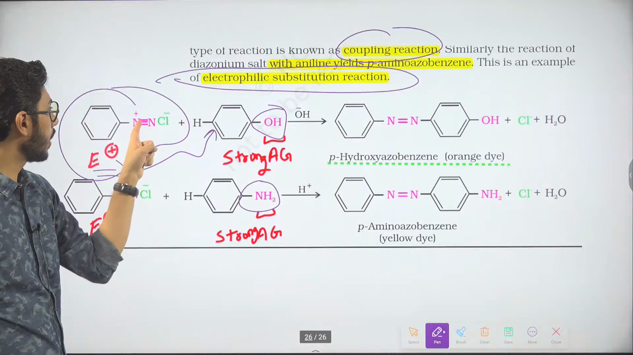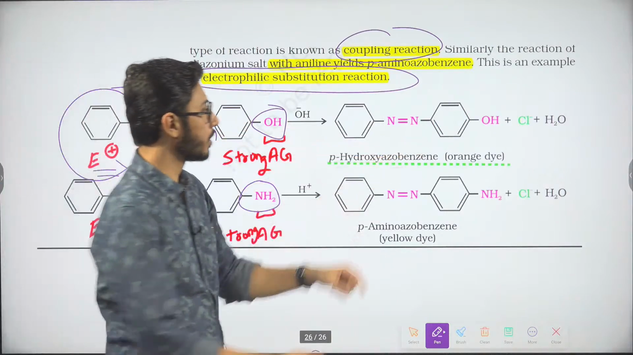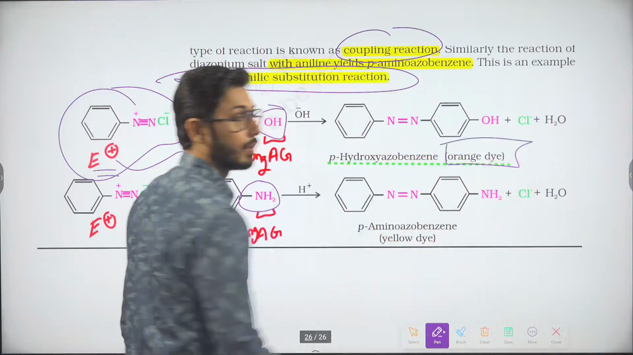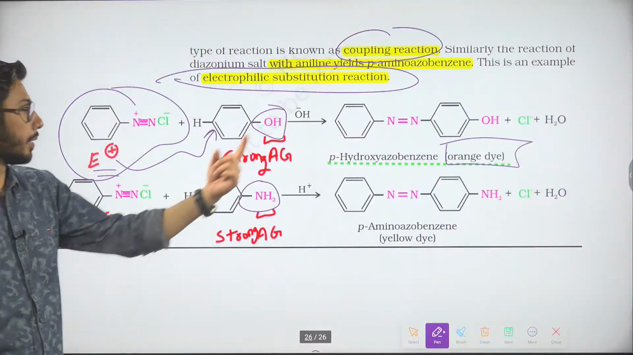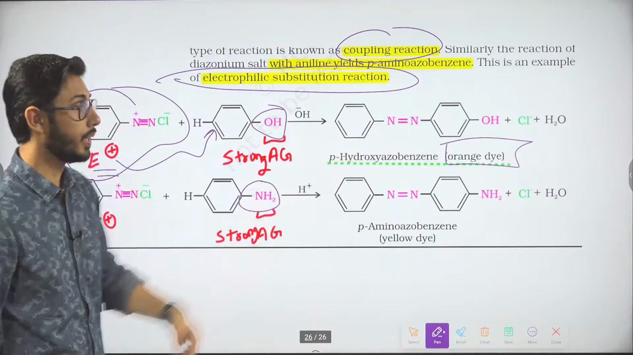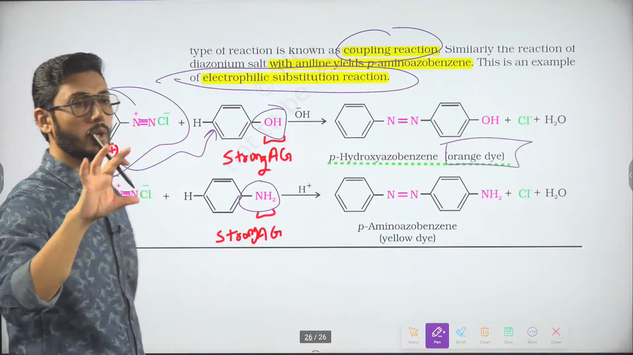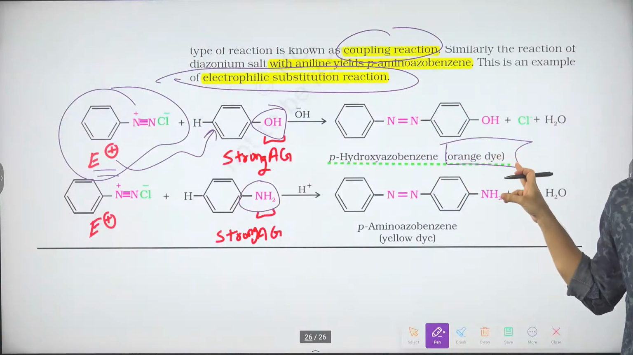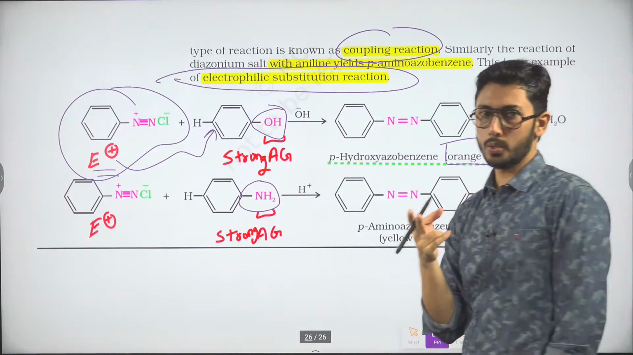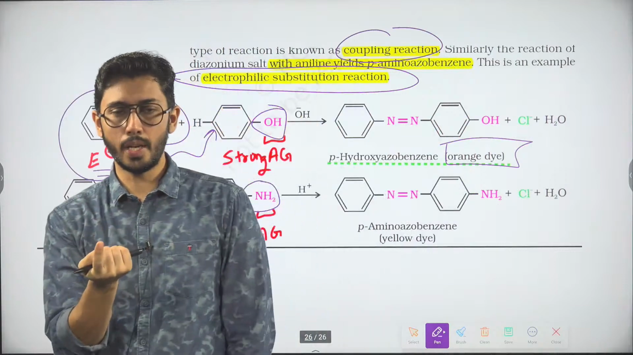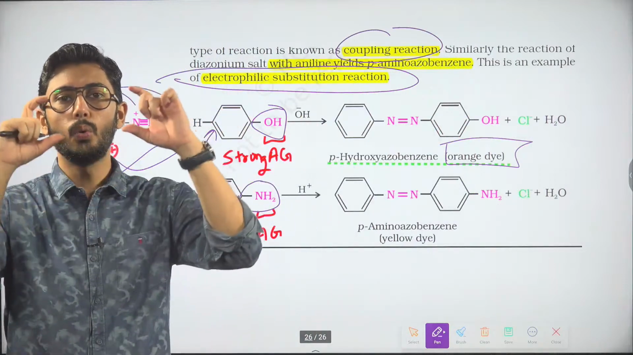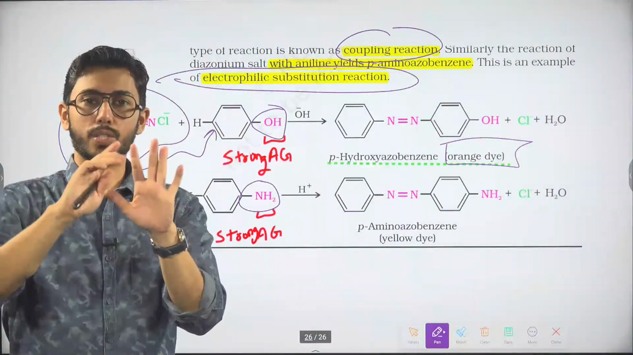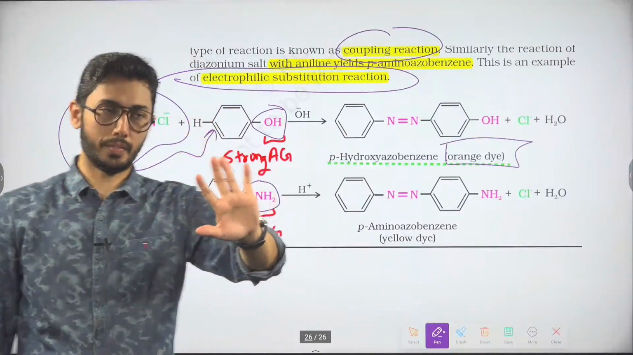At the para position, N2 attacks here and forms which color dye? Orange color dye. The name is also important: para hydroxyazobenzene. Then you can remember it's phenol, O, and which dye? O, orange color dye. There are two colors only given in NCERT. One is orange dye, one is yellow dye. So phenol, O, and it is orange. The other will be yellow dye, meaning aniline is left.